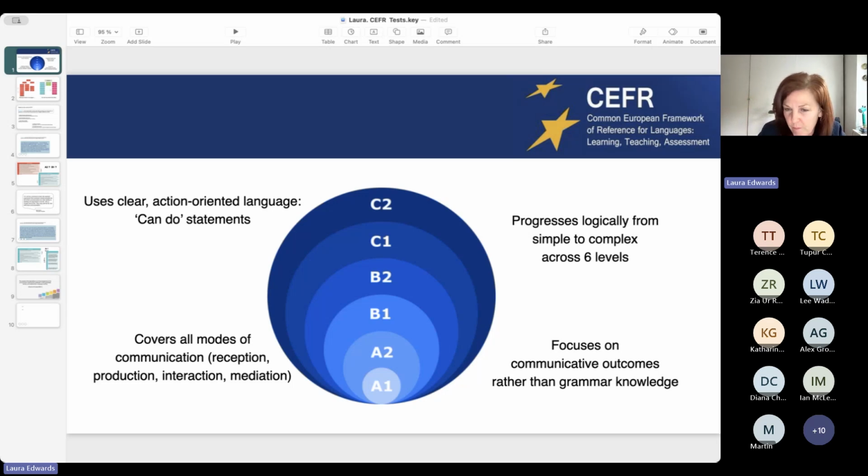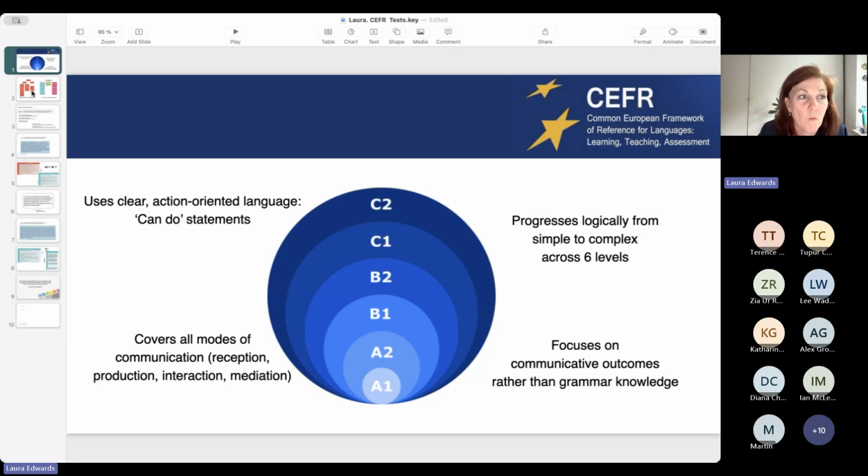And the other point I have here is that it focuses on communicative outcomes rather than grammar knowledge, which is very hard for us sometimes as teachers. We teach so much grammar, we want to focus on the grammar, but it's what they can do.